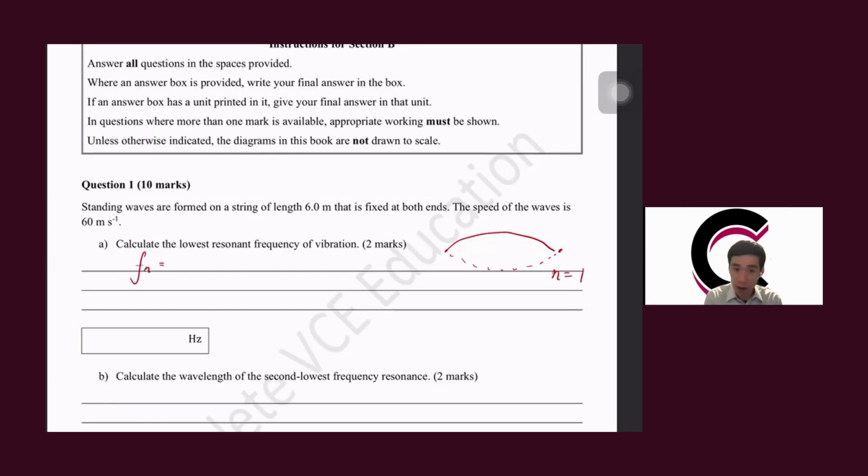So if this formula is not given, by the way, you should put this down in the cheat sheet. nv over 2L, right? In this case, n is 1. So 1 times v, 60, divided by 2 times L, that's 6, and you should get f1 equals 5 hertz. Okay. Some students may prefer finding the wavelength first, right? And then find the frequency. Look, it's fine. You can do 2L over n, find a wavelength, and then find a frequency.